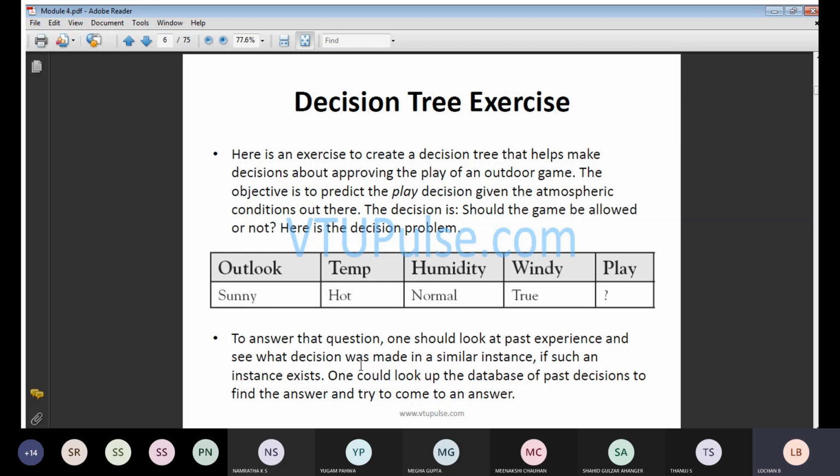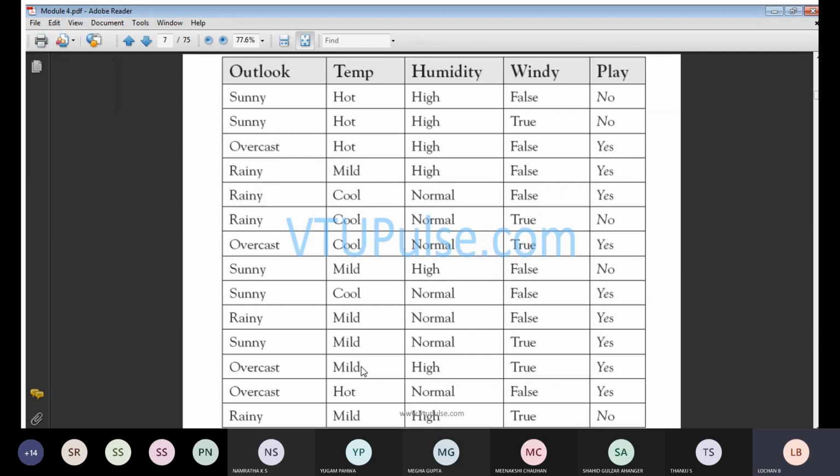Here is the decision: if outlook is sunny, temperature is hot, humidity is normal, windy is true, play question mark. To answer that question mark, one should look at past experience and see what decision was made in a similar instance. One could pick up the database of past decisions to find out the answer. So you will have various possible cases. For example, in this table: outlook, temperature, humidity, windy, play. If it is sunny, hot, high, windy is false, then you get no. Whenever outlook is overcast, temperature is cool, humidity is normal, windy is true.